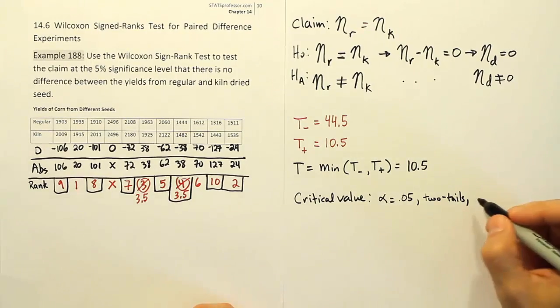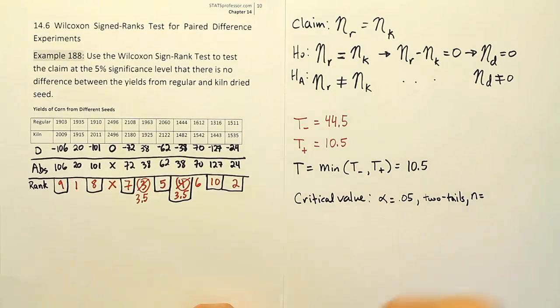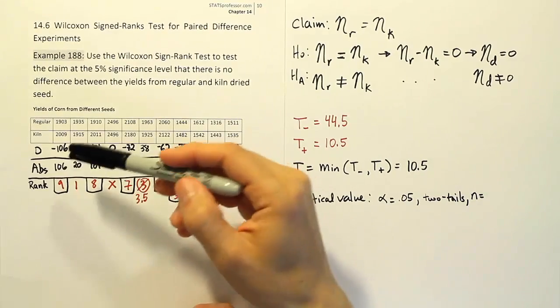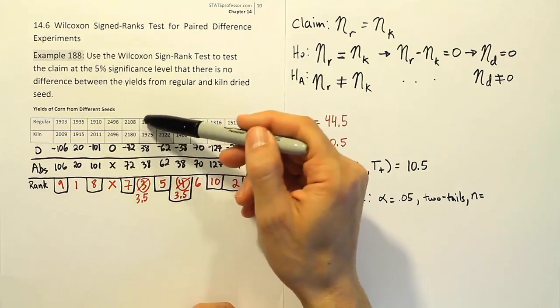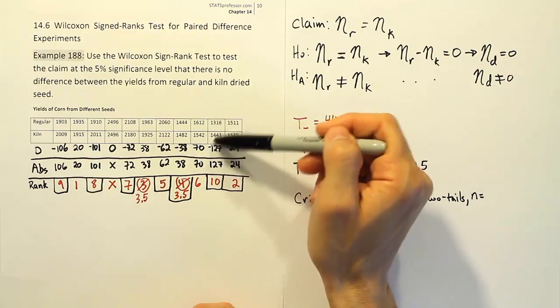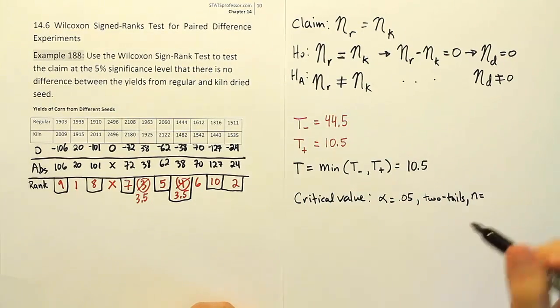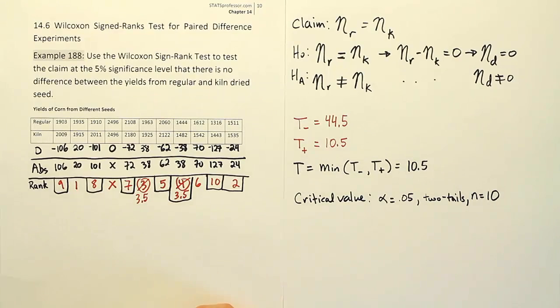So how many pairs did we have? In other words, what was our n? Well, if we look at it, we had 1, 2, 3. We threw that one out. 4, 5, 6, 7, 8, 9, 10. So n is 10 for us. Okay, let's go to the table now and find, using these values, our critical value.